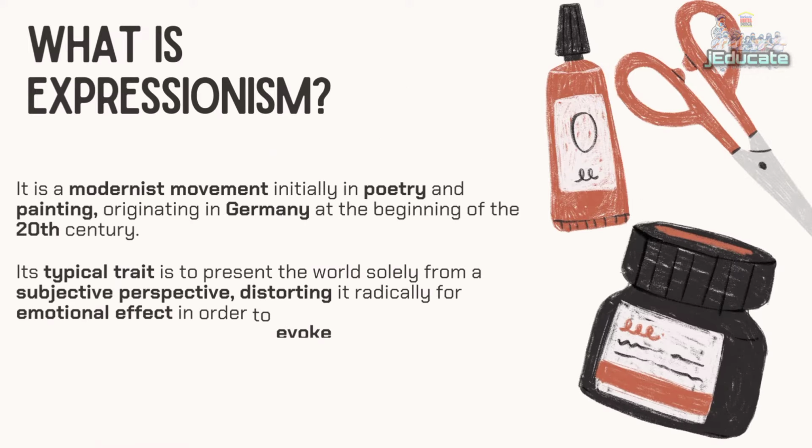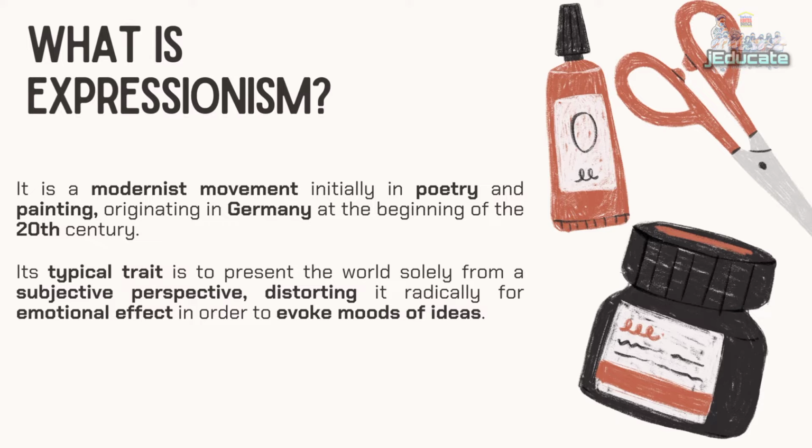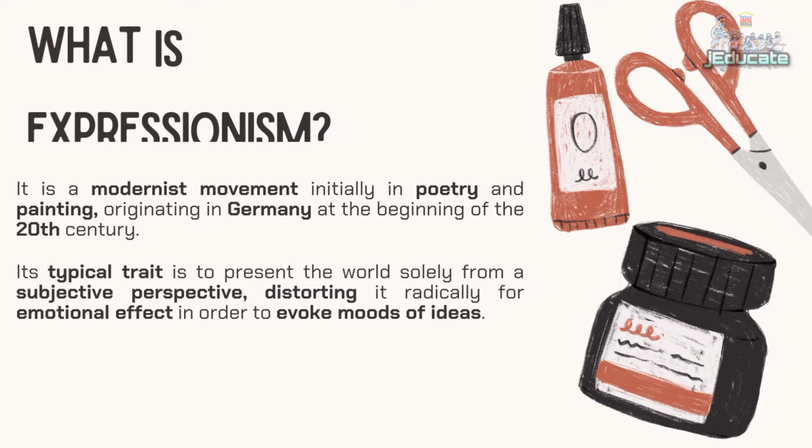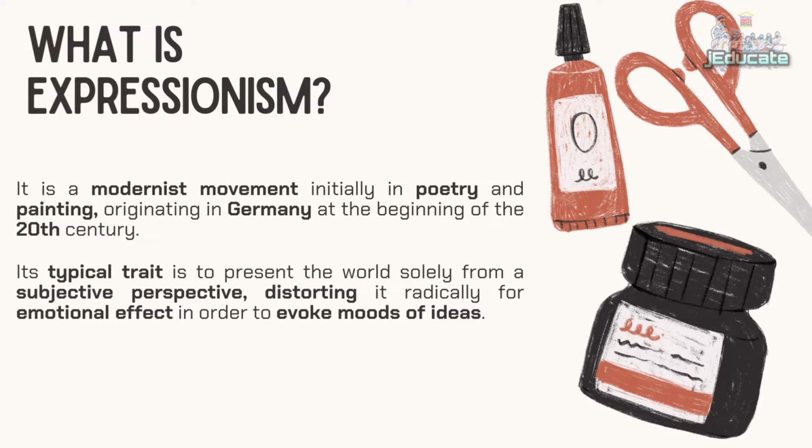What is Expressionism? It is a modernist movement initially in poetry and painting, originating in Germany at the beginning of the 20th century. Its typical trait is to present the world solely from a subjective perspective, distorting it radically for emotional effect in order to evoke moods or ideas.